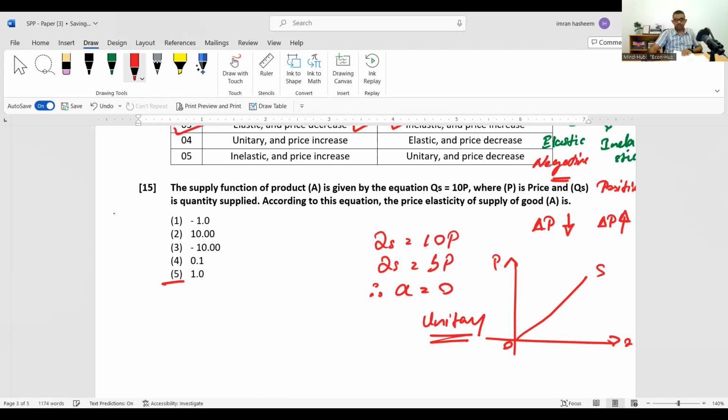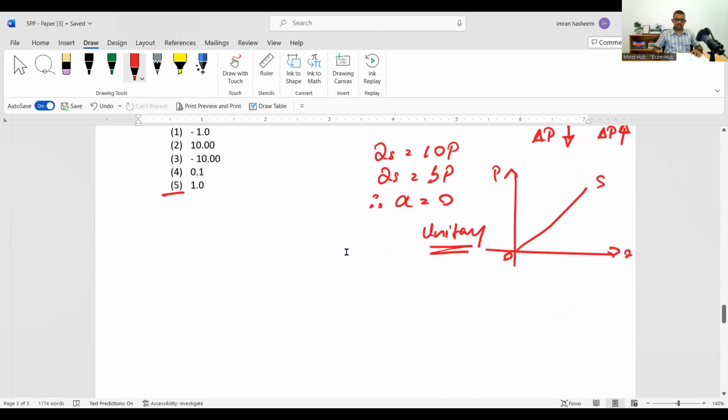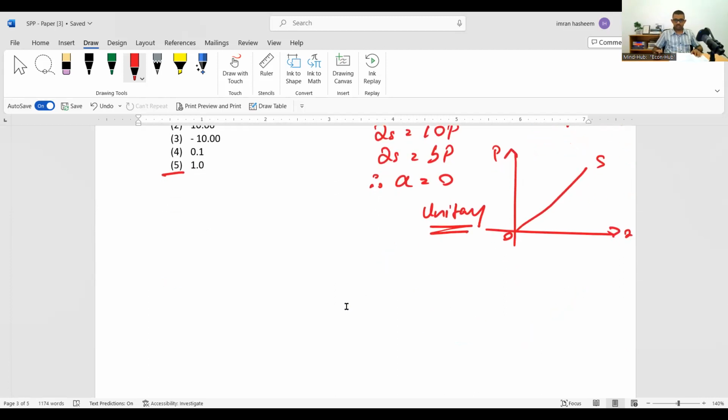Correct answer number 5. Not number 1, it says -1. Not number 4, it's 0.1. Sorry, the value of the coefficient is 1 and the answer is number 5. I have marked it there. Answer is number 5. Question 15. Are we okay? Unitary elastic. Any questions on the MCQs?